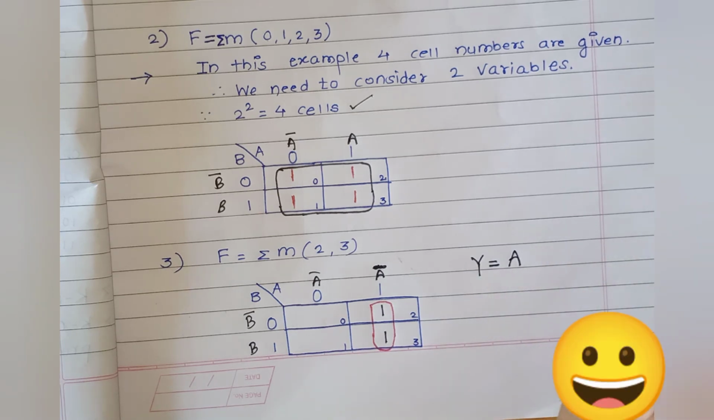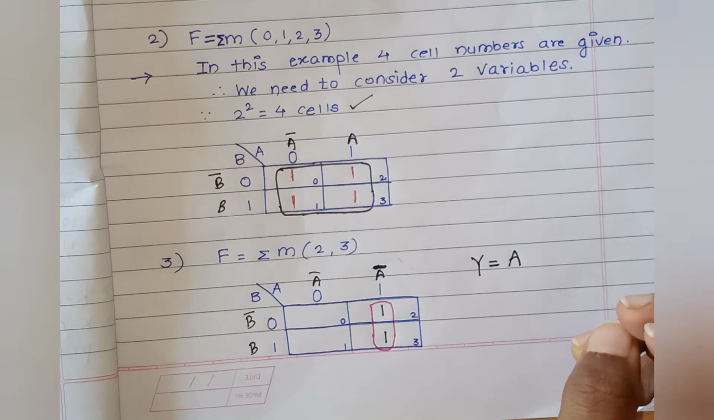Okay, hope you understood the examples on 2 variable K-maps. Thank you so much.